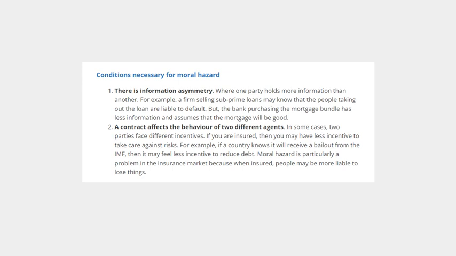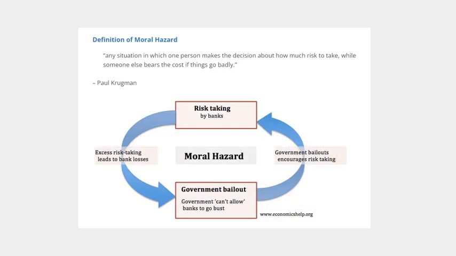If you are insured, then you may have less incentive to take care against risks. For example, if a country knows it will receive a bailout from the IMF, then it may feel less incentive to reduce debt. Moral hazard is particularly a problem in the insurance market because when insured, people may be more liable to lose things. Definition of moral hazard: any situation in which one person makes the decision about how much risk to take, while someone else bears the cost if things go badly.